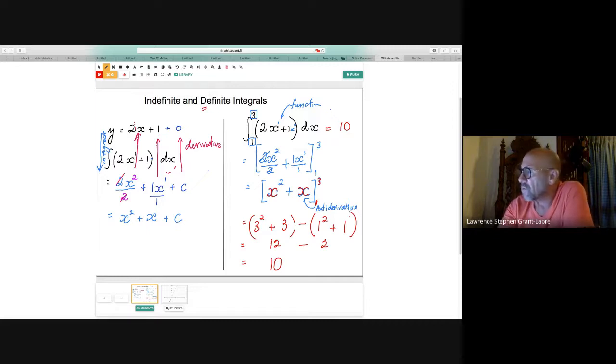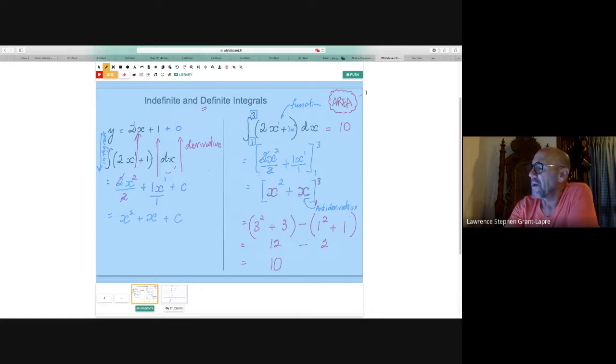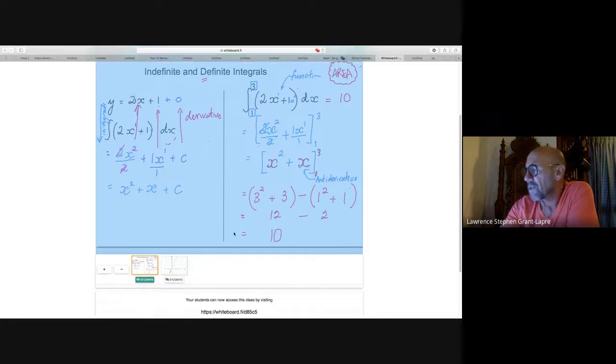Now on the next, I just want to show you this. How is the definite integral related with what we call, we use the definite integral, we use this to find area under the function. And I'm just going to show you the area under a y equals 2x plus 1 function.